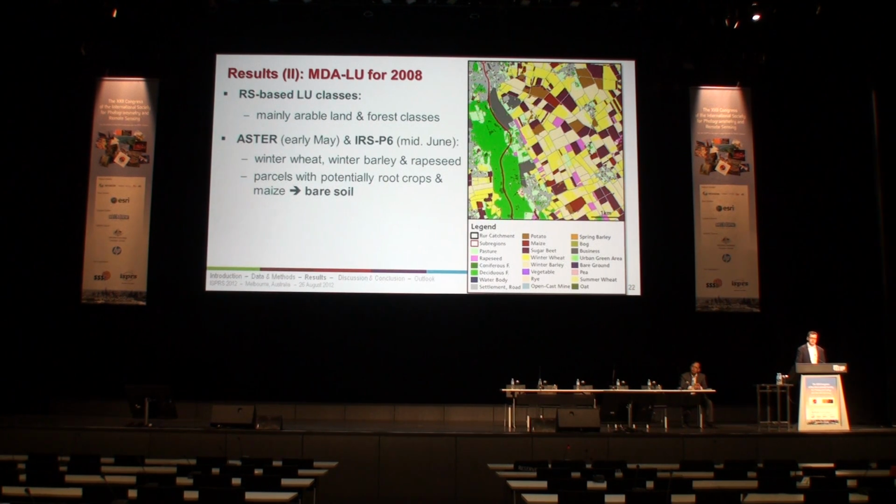What is important about this is that at this time in the growing season, parcels that potentially contain root crops or maize are bare soil. And for the later analysis, this is a very important fact. Because then with the third scene from L7, mid of June, we could use the information of the first two observations and then differentiate potatoes and spring barley. And with the last scene from L7, we also could detect maize and sugar beet.